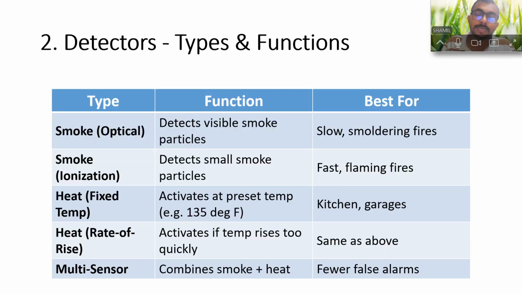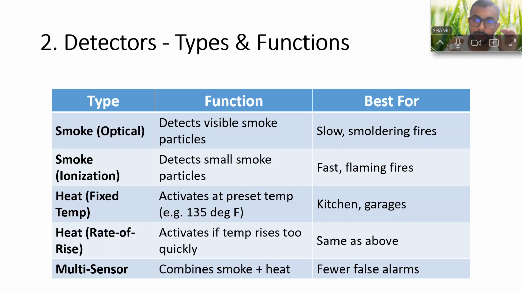The last one is multi-sensor. Multi-sensor is when you're combining both the smoke and the heat detector, so you are having fewer false alarms. In some locations, for example in substations, there's a possibility for both smoke and heat to occur. So in order to avoid false alarms, we install multi-sensor smoke detectors in such areas. So these are the types of smoke detectors.